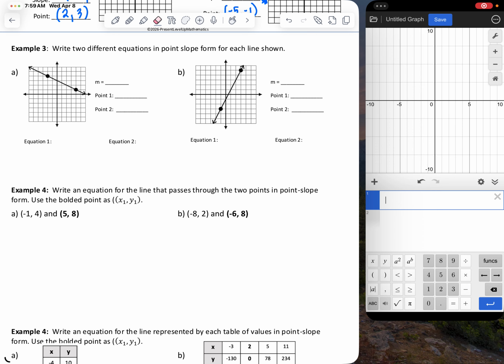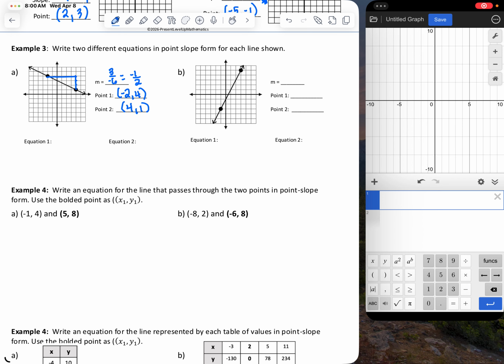So for the slope, we'll get our rise, which is 1, 2, 3, over our run, which is negative 1, 2, 3, 4, 5, negative 6. And that will reduce to negative 1/2. Now, for the point on the left, negative 2, 1, 2, 3, negative 2, comma 4. And the point on the right, 1, 2, 3, 4, comma 1.